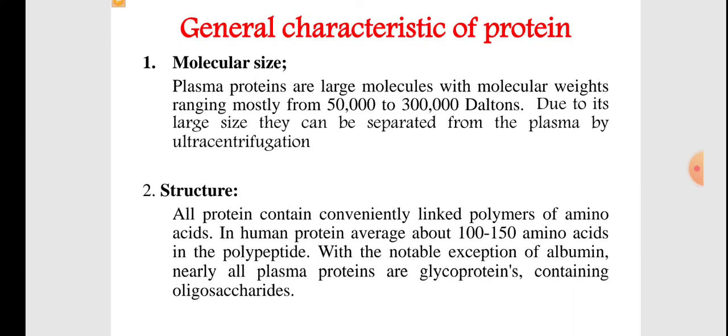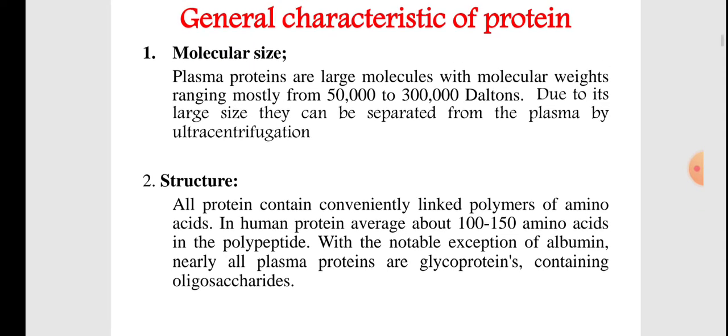In the structure, all proteins contain covalently linked polymers of amino acids. In human proteins, the average is about 100 to 150 amino acids in the polypeptide, with the notable exception of albumin. Nearly all plasma proteins are glycoproteins containing oligosaccharides.